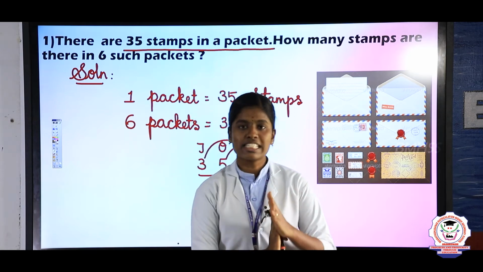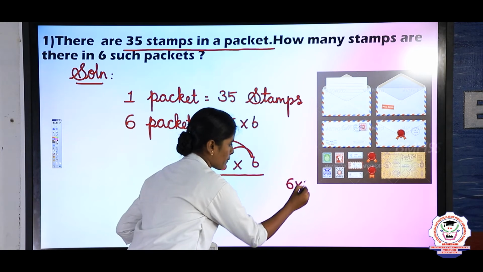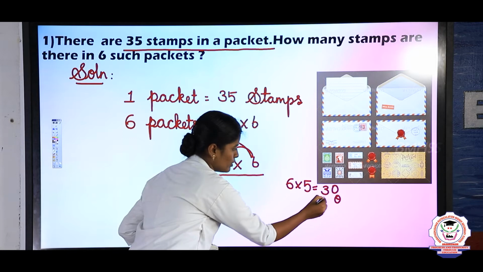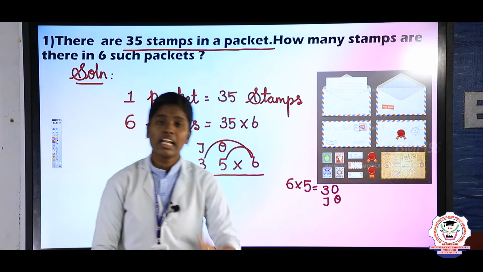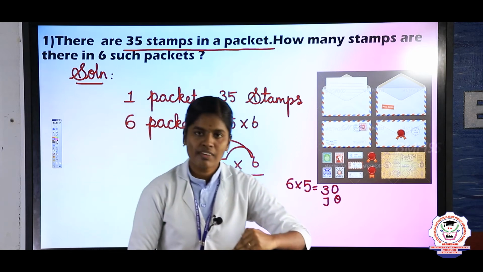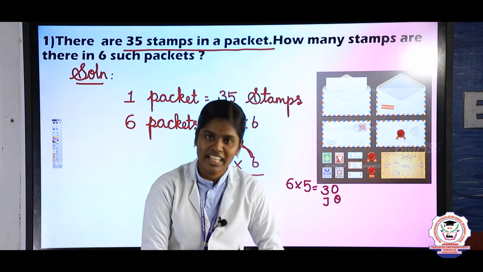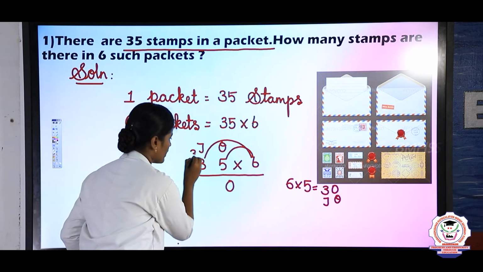Very good. 6 5s are 30. What is the answer? 6 5s are 30. So this is the 1's place value, this is the 10's place value. Here we got a 2-digit number, that is 1's and this is 10's. Now we are going to write the 1's place value under the 1's column and carry over the 10's place value to the 10's column. So write 0 and 3.